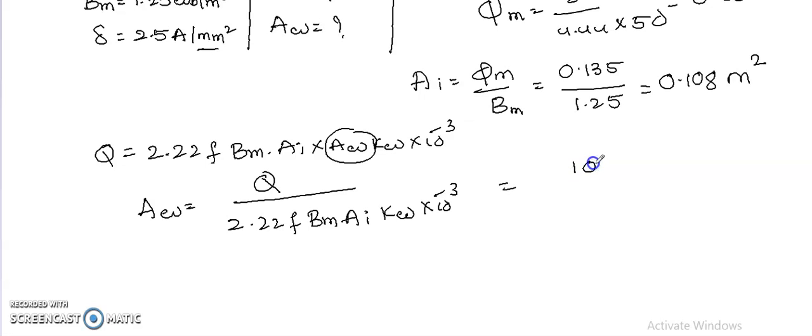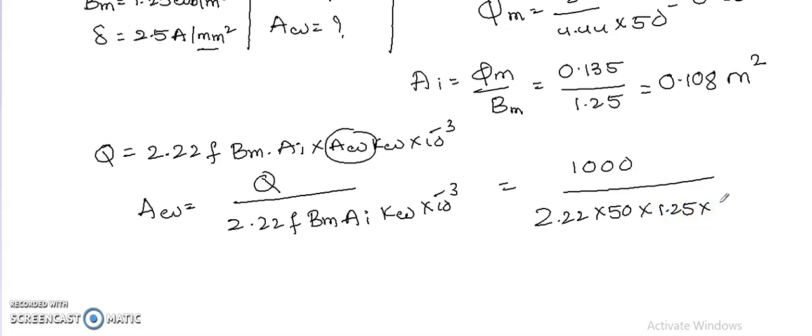It is 1000 kVA. So value already is in kVA. No need to multiply 10 to the power of 3. So 1000 kVA. Don't write 10 to the power of 3 here. So only write 1000, divided by 2.22. Frequency is 50 Hz. Bm is how much given? 1.25. AI calculated 0.108. KW is how much given?